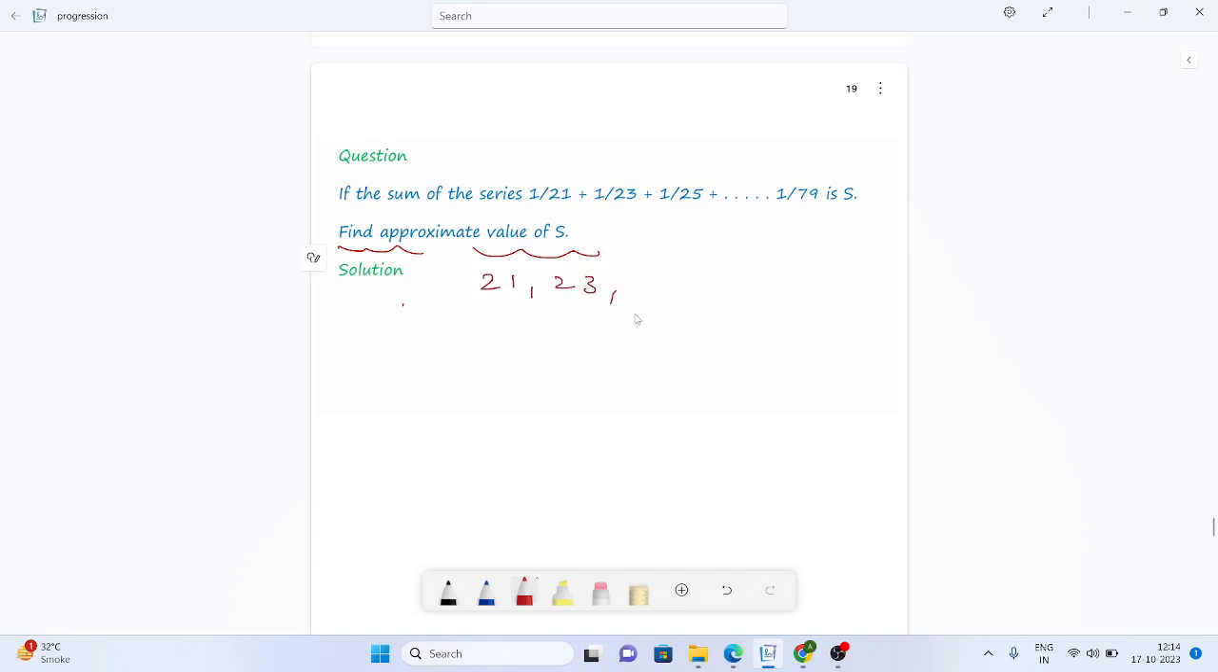If the reciprocal is in AP, then it is HP. So the common difference is 2 here, and here also 2. So this is in AP, which means this is in HP. So how do we find the sum? We know the formula for the sum of an HP, which is Sn equal to n into the middle term. So first we have to find the number of terms n, then the middle term.